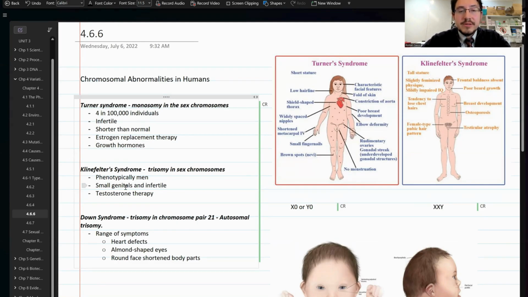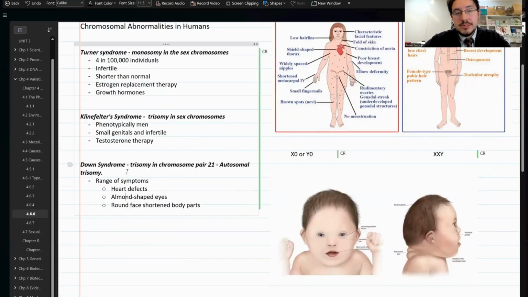And then you have another case called Klinefelter's syndrome. Here you have trisomy in the sex chromosomes. You would have individuals that are XXY, who will generally be tall in stature, frontal baldness would be absent, with a slightly feminine physique. They're phenotypically men, but the reproductive organs are underdeveloped, so they'll be infertile. They could receive treatment of testosterone, but you would have these conditions. This would be trisomy in the sex chromosomes.